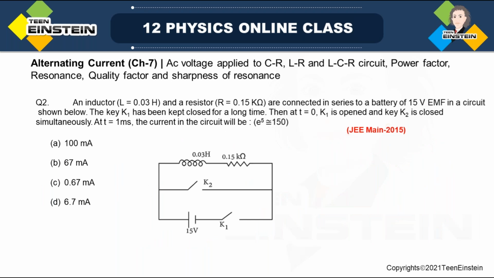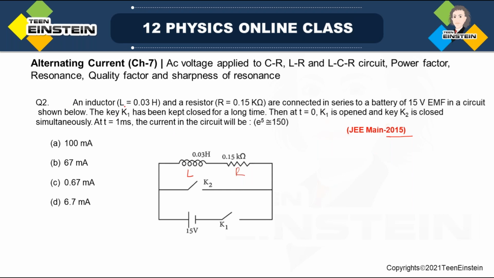Here also we can see there are two switches, and this is Henry, meaning this is L, and this is R. So this is a series LCR circuit. There are two keys, and one key is actually connecting the battery of 15 volt. Even though this chapter is alternating current, so far we are seeing only DC batteries, and here there will be very interesting problems. This is from the JEE Mains 2015 paper. Let us read the problem and try to solve.